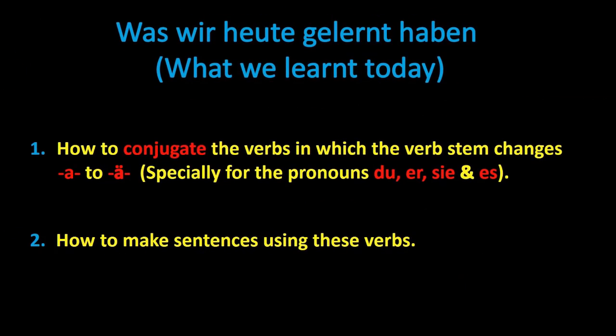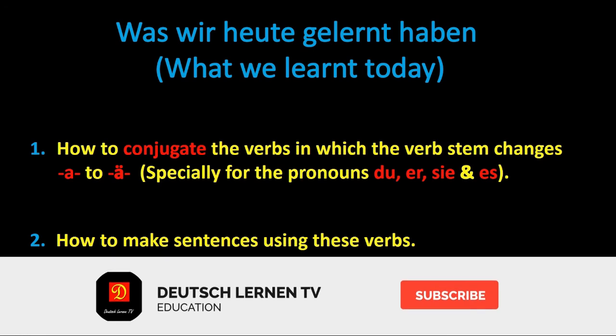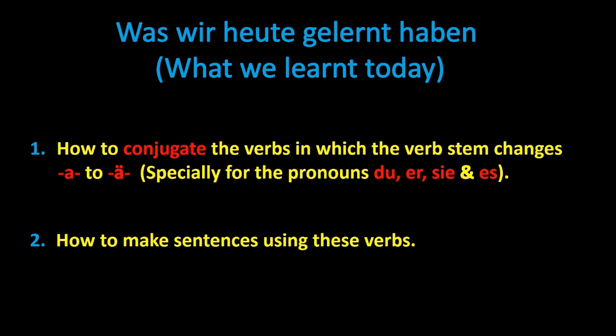Was wir heute gelernt haben. What we learned today. How to conjugate the verbs in which the verb stem changes a to ä with umlaut, especially for the pronouns du, er, sie and es, and how to make sentences using these verbs.